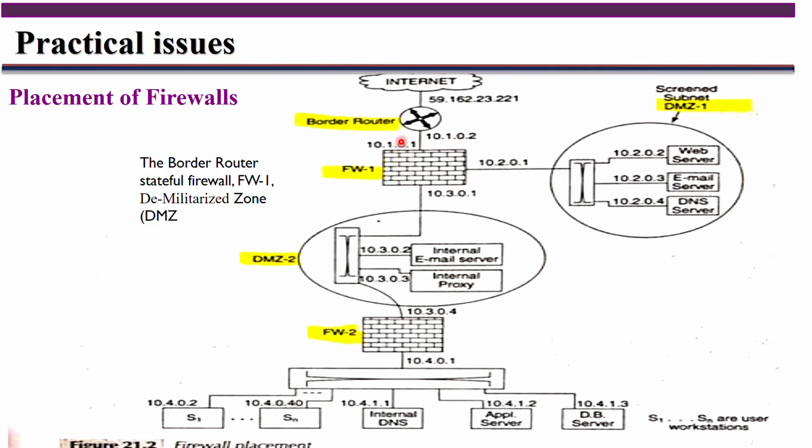Next we'll see how it actually works. That is the placement of firewalls. As I told you, where you have to place the firewalls, and here it is also divided into security zones. For example, see this internet. It is an unsecured network, and it wants to communicate with the secured network. Where is your secure network? This is your actual secure network.